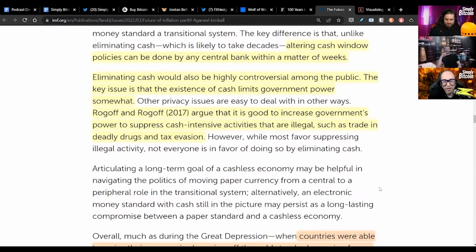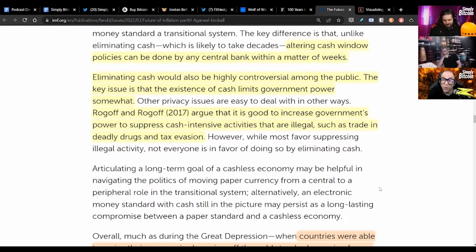Okay, so here we go. Let's keep diving into this shit show because believe it or not, it does get worse. Eliminating cash would also be highly controversial among the public. The key issue is that the existence of cash limits government power somewhat. Rogoff and Rogoff argue that it is good to increase government's power to suppress cash-intensive activities that are illegal, such as trade in deadly drugs and tax evasion.